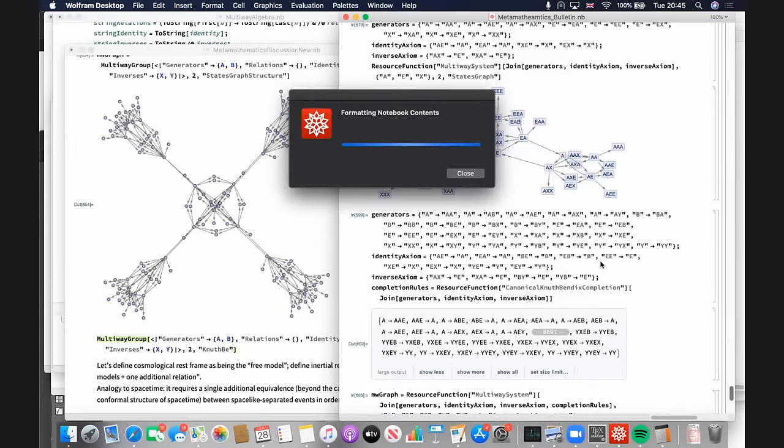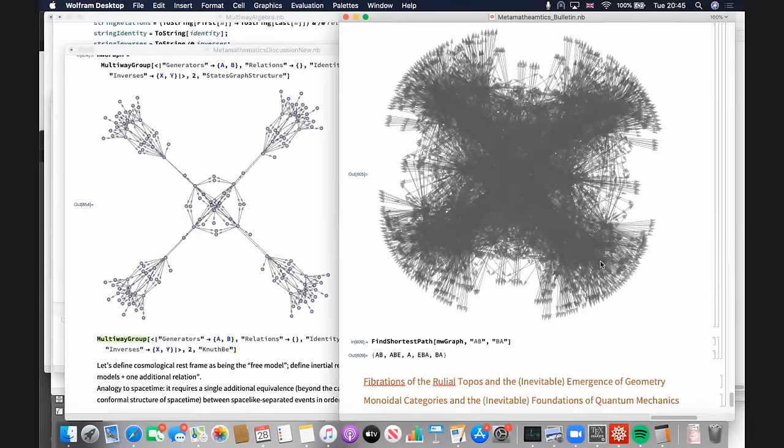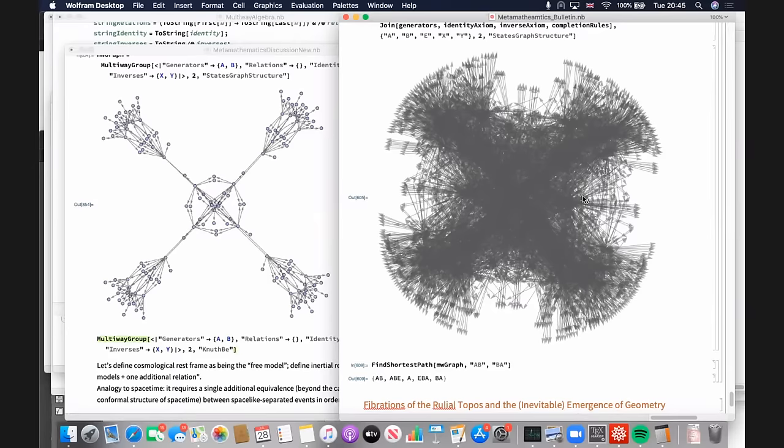And how does that relate to the Ruliad graph? Well, that's the point, right? So the Ruliad graph is the maximally non-free object. That's why we consider it to be the fundamental structure. So this is an example of a group to which every possible relation has been applied. So it's the maximally non-free group.